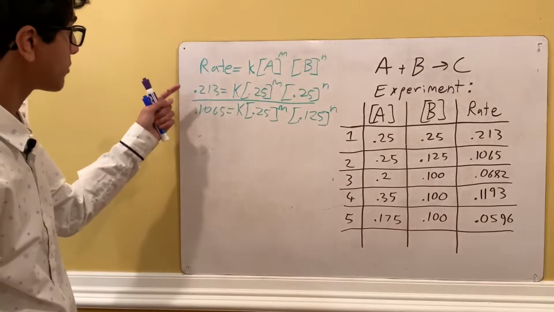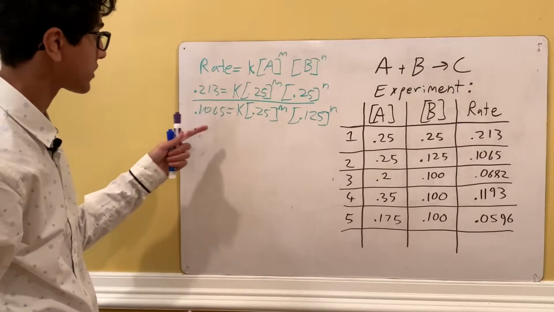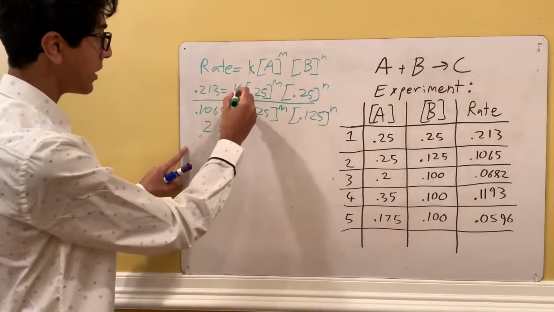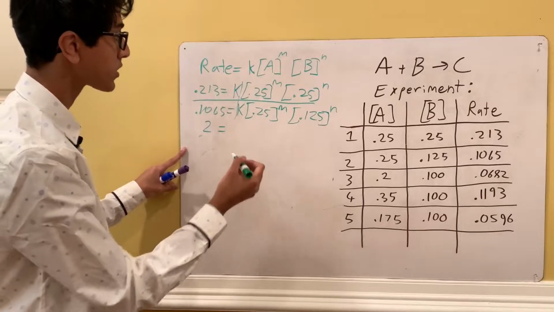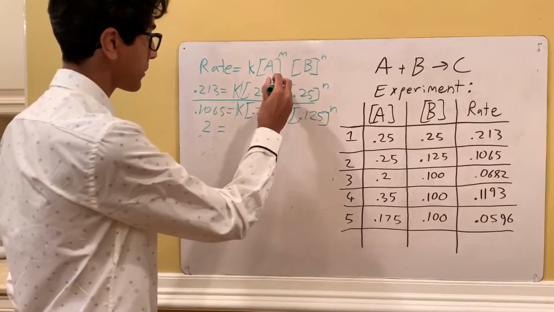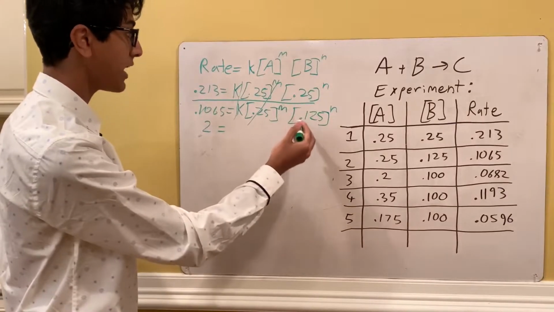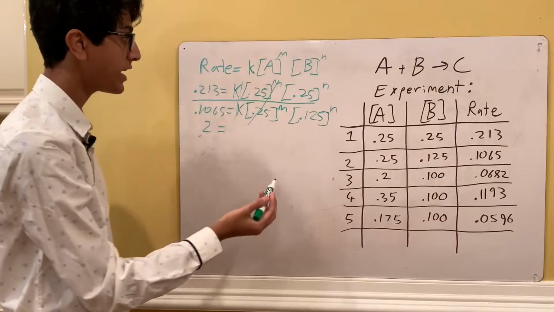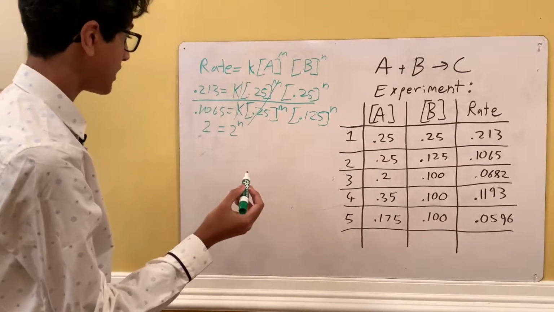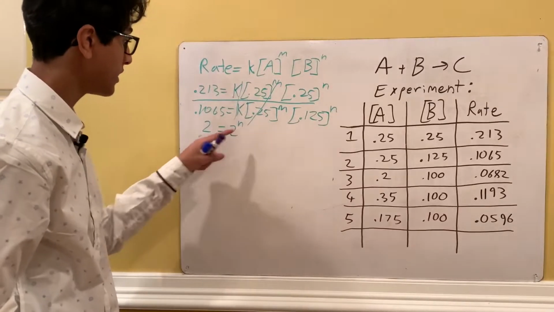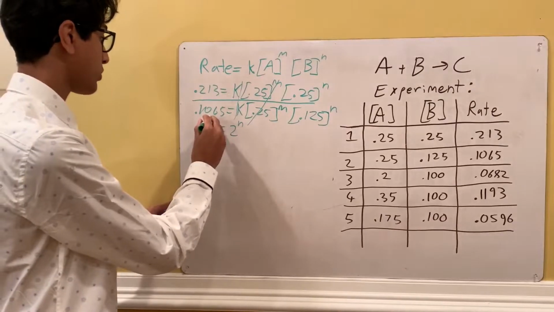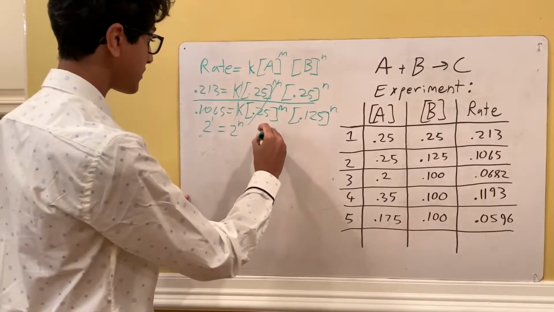Dividing the 2 rates, 0.213 divided by 0.1065 is just 2. K divided by K is 1, so that cancels out. 0.25 to the M divided by 0.25 to the M is 1, it cancels out since we kept it constant. And 0.25 to the N divided by 0.125 to the N is 2 to the N. Now we have to solve for this exponent of N, and we can see that the bases remain constant, so we can set the exponents equal to each other. It's exponent of 1, so N is just equal to 1.